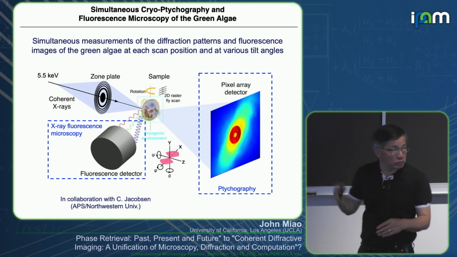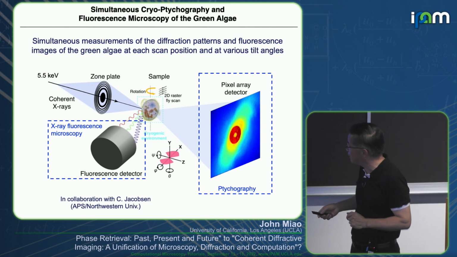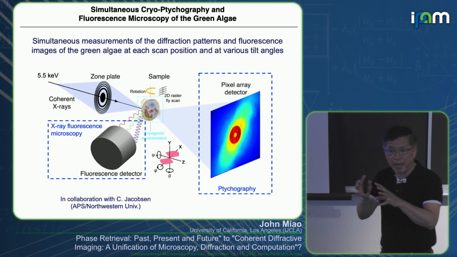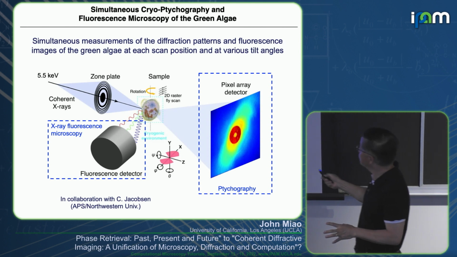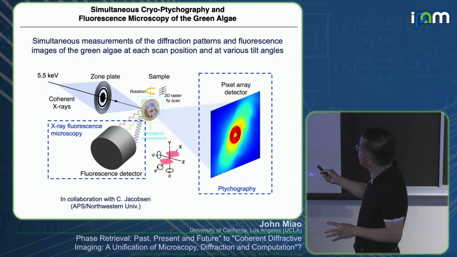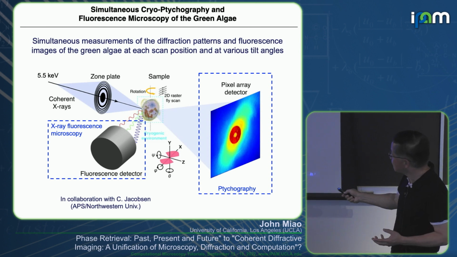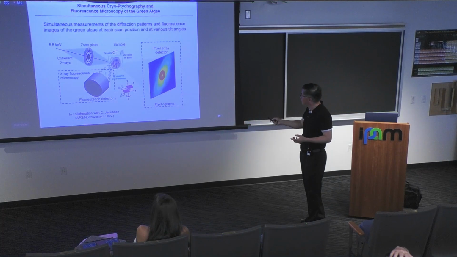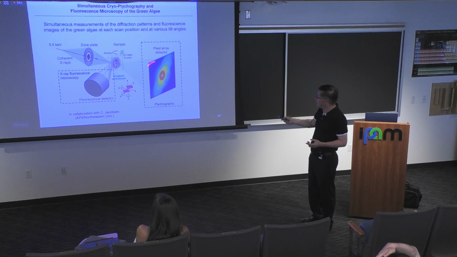So I just want to show the 3D reconstruction, and then I can end. I'm going to show one example of this combined ptychography with tomography. We did simultaneous ptychographic tomography and fluorescence microscopy of green algae. Okay, this is done at Argonne National Lab, in collaboration with Chris Jacobsen. And this is a diffraction pattern.